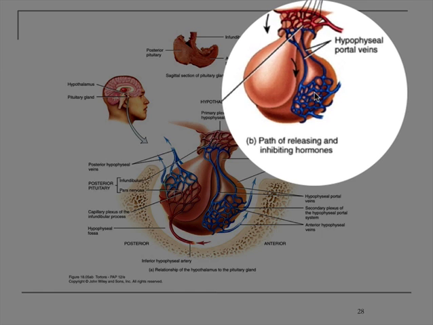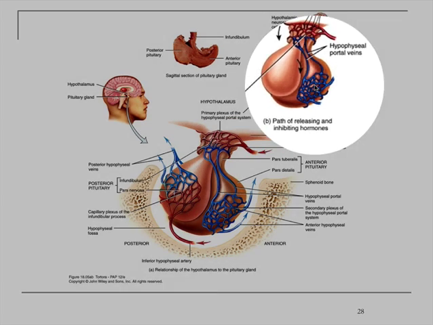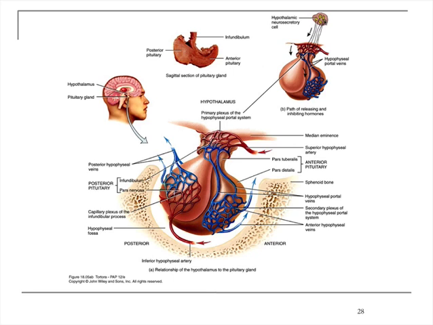Within the anterior lobe, certain hormones will be released. There are two kinds of hormones that are secreted by the hypothalamus, what are called releasing hormones and what are called inhibiting hormones. The releasing hormones stimulate the anterior lobe to secrete certain hormones, and the inhibiting hormones inhibit the release of certain hormones from the anterior lobe.